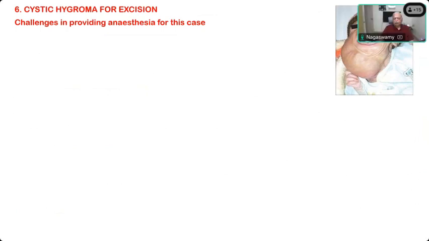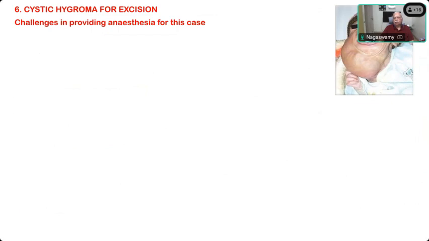Yes, that's agreed. Anything else? Shared airway? This is usually outside, you know. You can make an incision, it's like a thyroid excision, cystic hygroma. You can make an incision on the skin and remove the swelling.